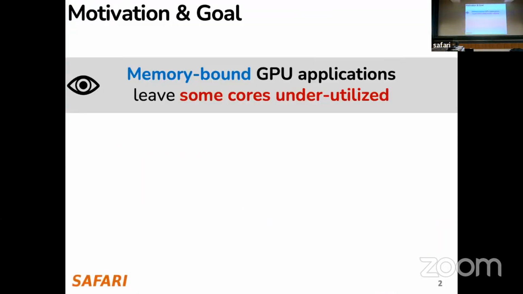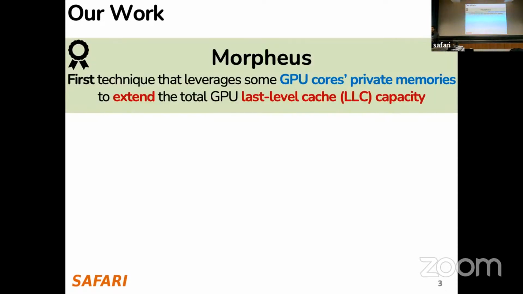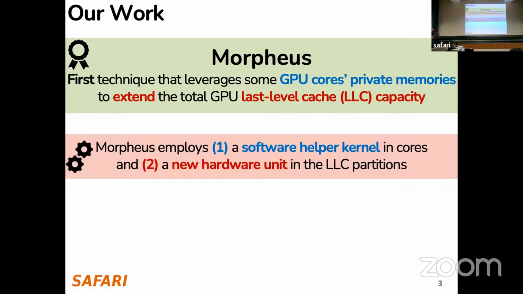To motivate our work, we study memory-bound GPU applications, and we observe that they leave some cores underutilized. And our goal is to leverage underutilized GPU cores to boost the performance and energy efficiency of memory-bound GPU applications. To this end, we propose Morpheus, the first technique that leverages some GPU cores' private memories to extend the total GPU last level cache capacity.